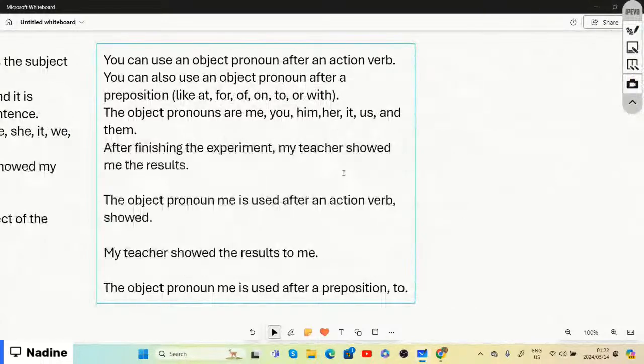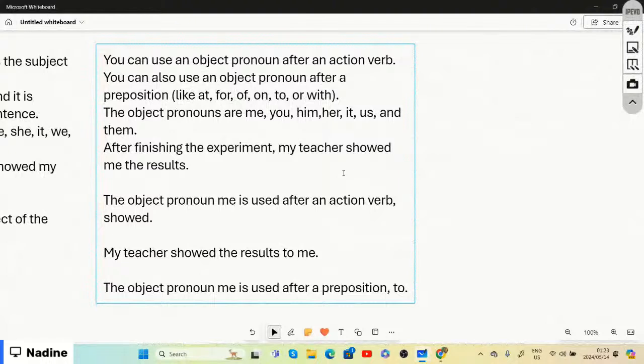And remember, we said an object pronoun comes after an action verb or after a preposition, right? The object pronoun is either me, when somebody is doing something to me, to him, to you, to her, to us, to them. We're not doing something, I'm not doing something, you're not doing something, but it is being done to us, to him, to you. That is the object pronoun.